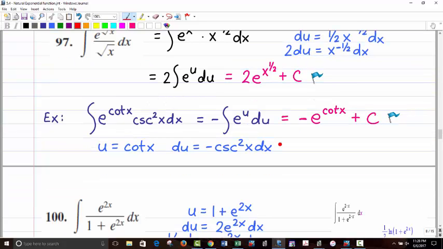Next example. Not too bad, as long as you realize that you know what the derivative of cotangent of x is.